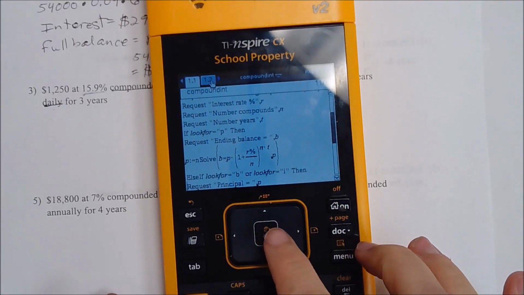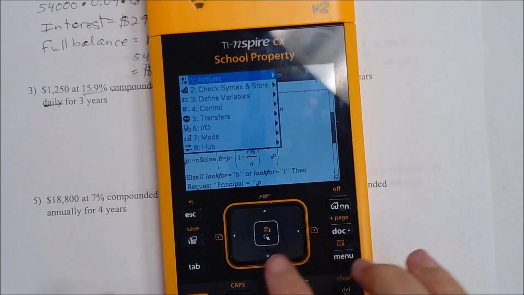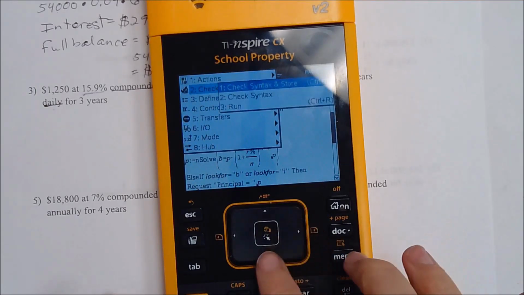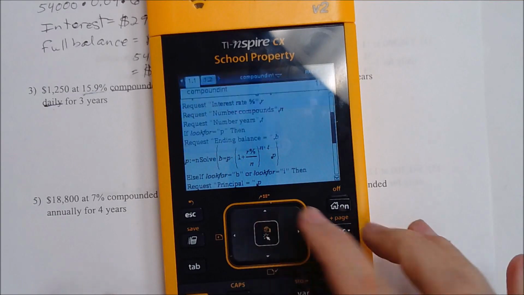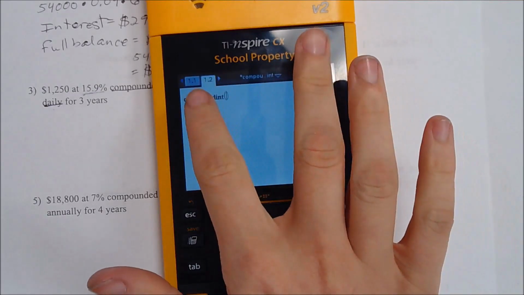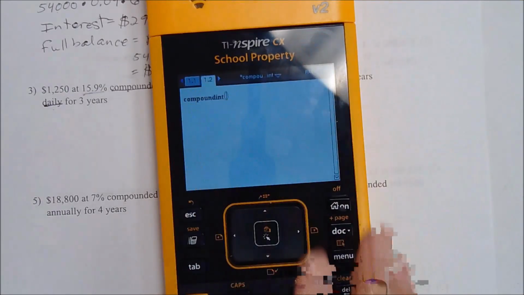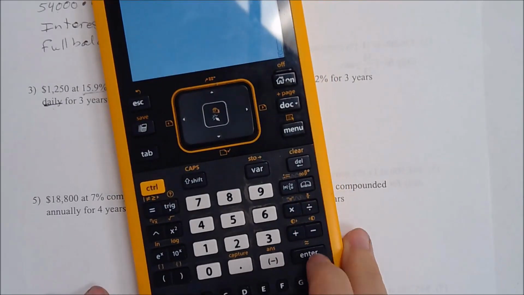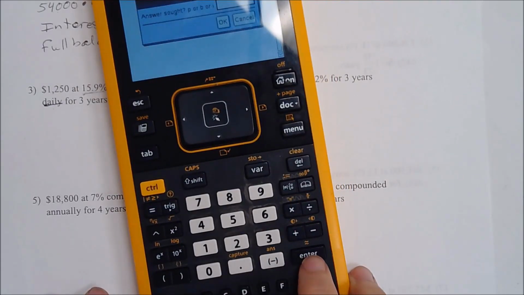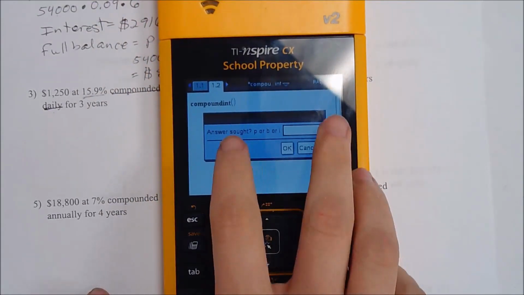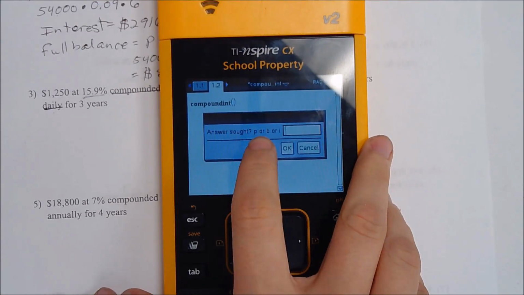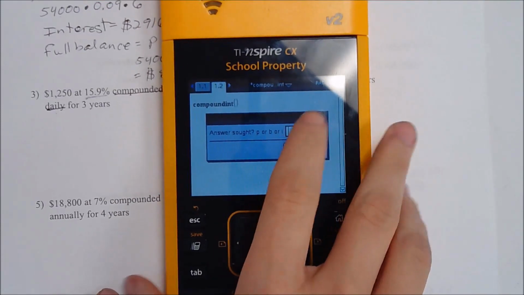You can go to the second tab, or you can actually just press Menu, check Syntax and Store, and then Run. Kind of up to you. Anyway, you're going to see compound int right there. Then just press Enter. And it's going to ask you if you're looking for the principal, the balance, or the interest.